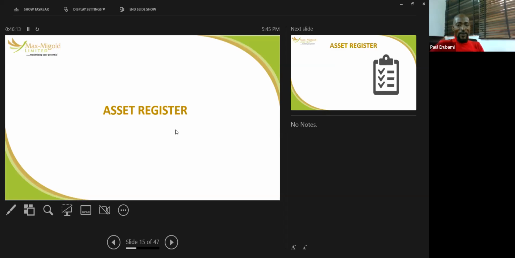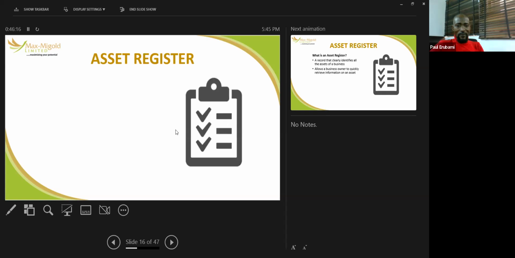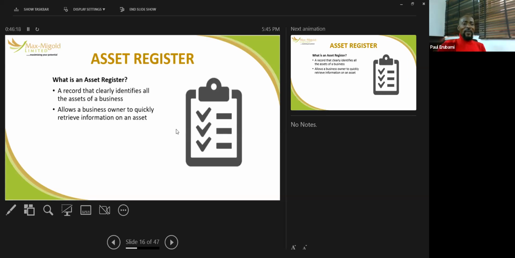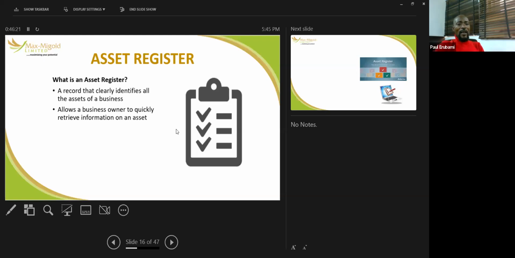So asset register is a record that clearly identifies all the assets of the business. It allows the business owner to quickly retrieve information about the asset, because like Kiki said earlier on, it's going to contain the name of the asset, the make of the asset, the amount the asset was bought, when the asset was commissioned, and all like that. Those are what you are going to retrieve from the asset register.